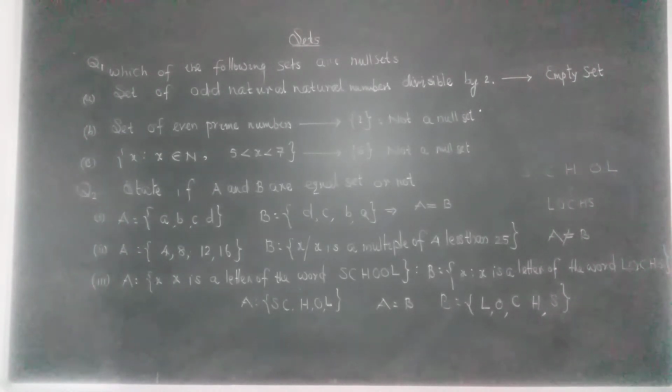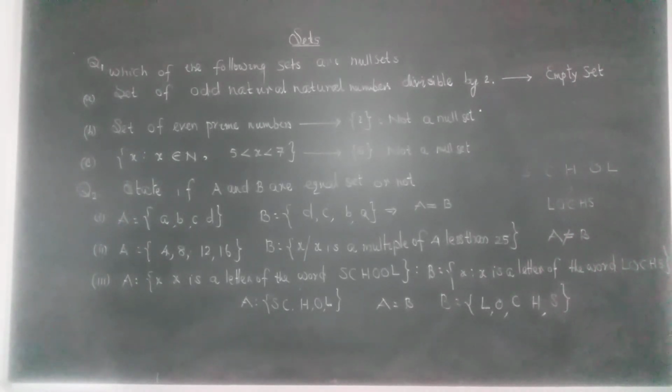Lastly, we have learned about the definition of an equal set. Two sets are said to be equal only when they have exactly the same elements, which means the sets A and B should have only the same elements. Then only A and B can be equal sets.